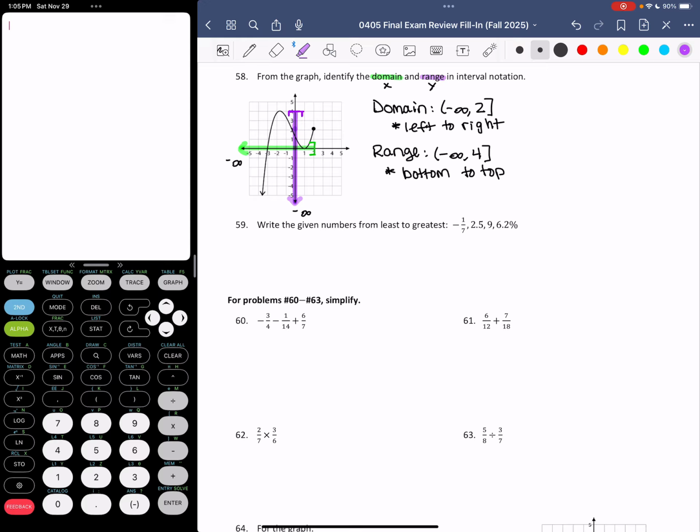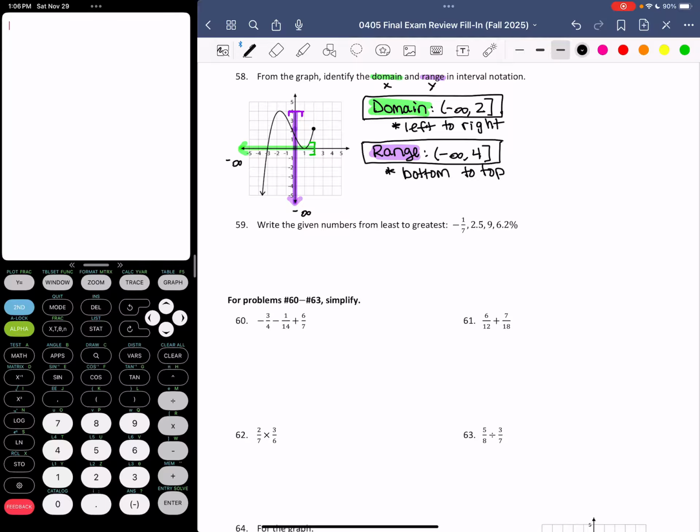Okay, so we're going to label range, domain, and we will box that there and then box this here.